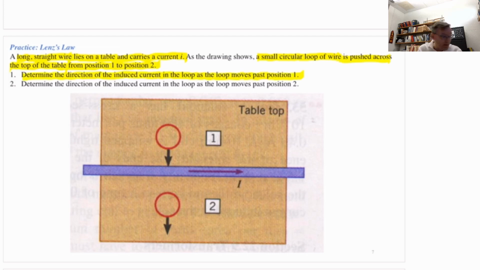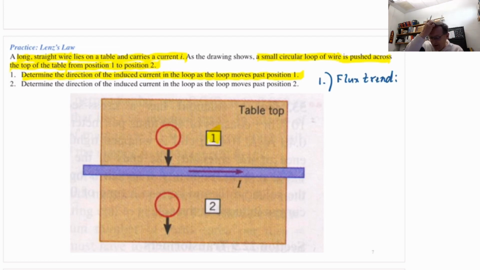Okay? All right. Remember the flow chart. We're going to go through the steps together. First, figure out what we call the flux trend. How is the flux changing? Now I'm talking about position 1, remember?